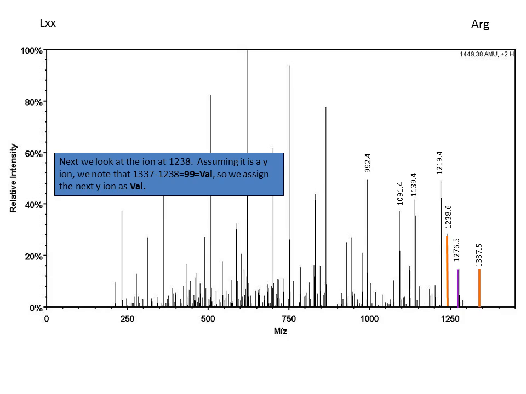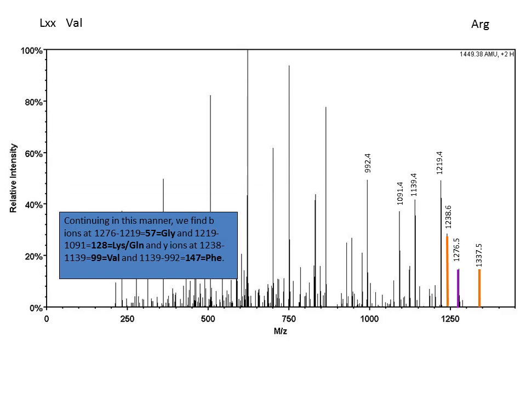The next one down is at 1238. If we assume that because the mass difference is too close to 1276, it's most likely the next amino acid down from the leucine or isoleucine. If we subtract, we get 99, the mass of valine, so we assign that next. The 1219 ion is 57 daltons away from 1276, and therefore it's the mass of glycine.